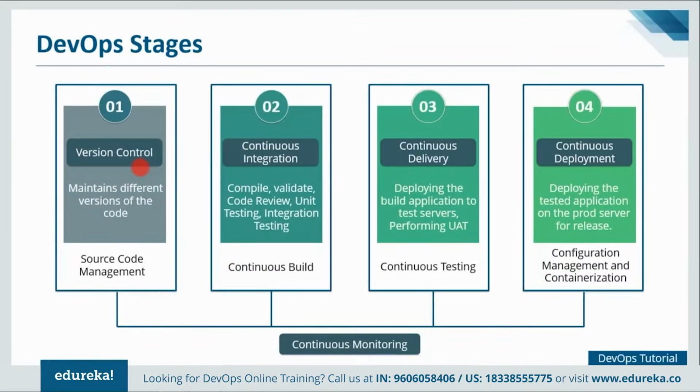Like Git, Subversion, etc. We are going to focus on Git in our course. So then we have continuous integration. Continuous integration is basically building your application continuously.